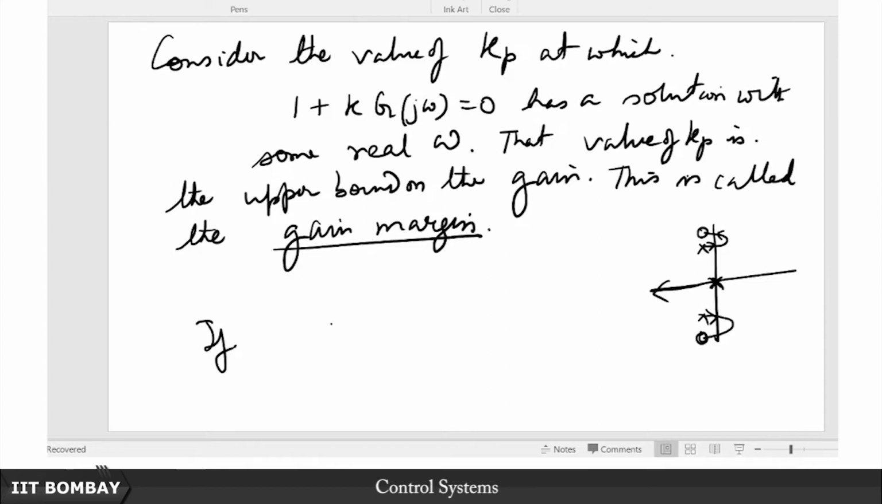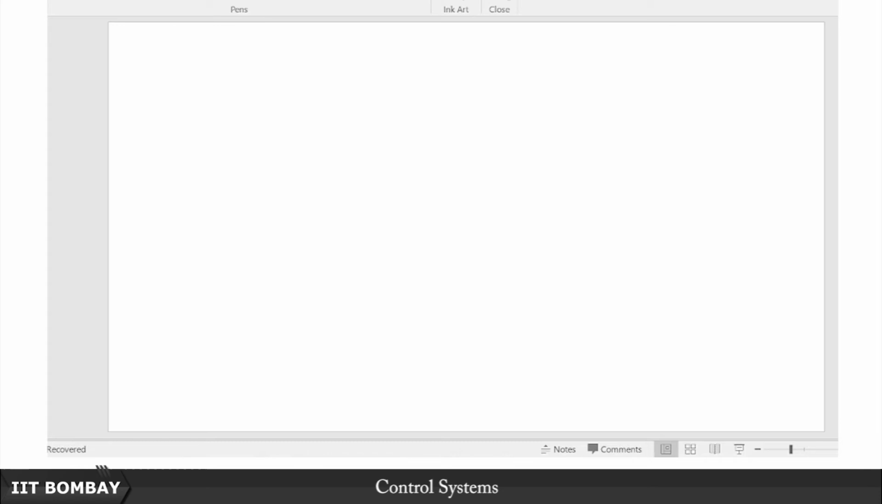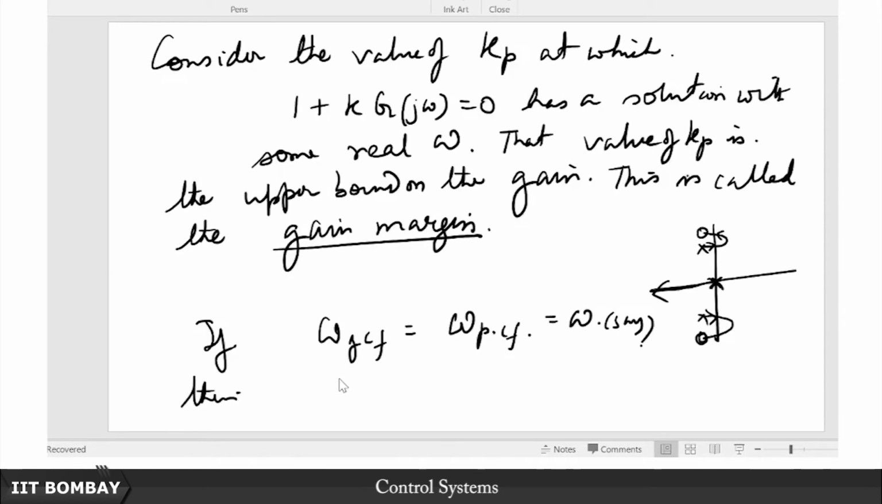If omega GCF is equal to omega PCF, is equal to some omega, then what do we know about omega GCF? What happens at omega GCF by our definition here? At omega GCF, the gain is 0 dB. So, therefore, we know that G of j omega GCF, this magnitude is equal to unity.